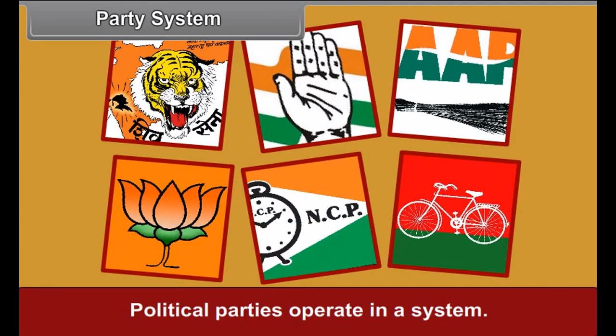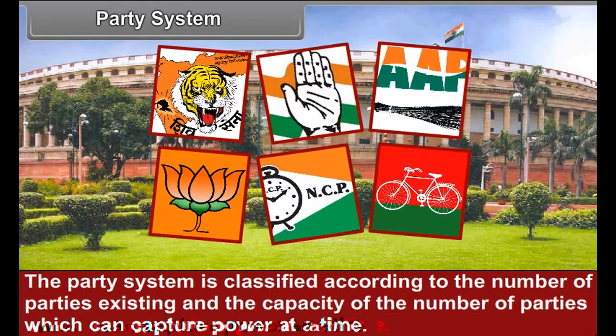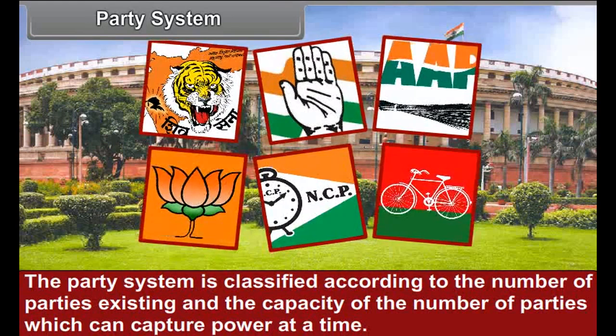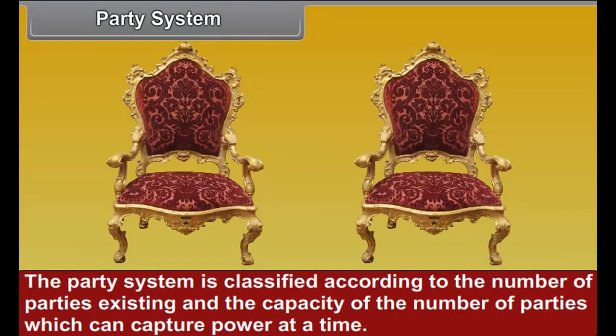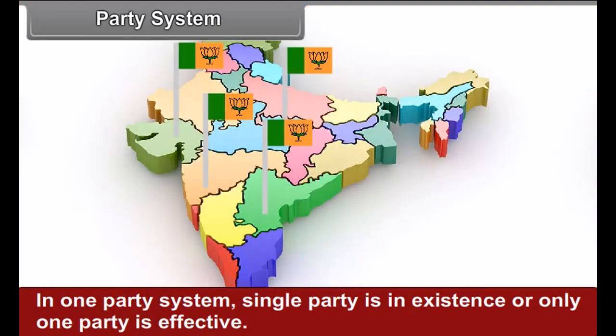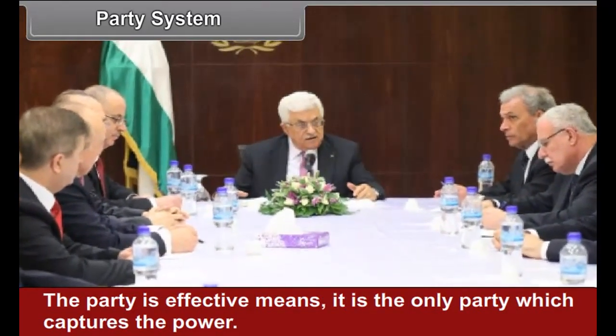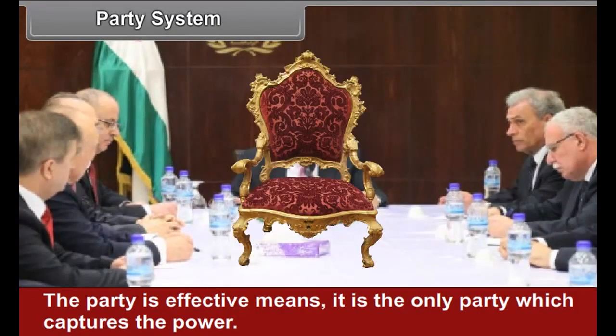Party system. Political parties operate in a system. The party system is classified according to the number of parties existing and the capacity of the number of parties which can capture power at a time. In one party system, single party is in existence or only one party is effective. The party is effective means it is the only party which captures the power.